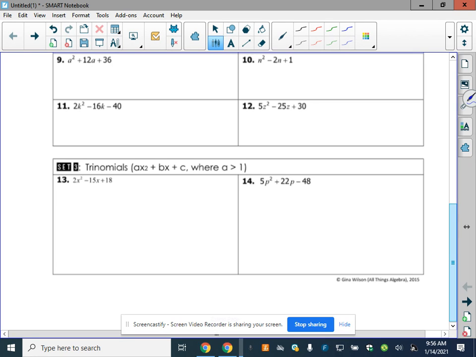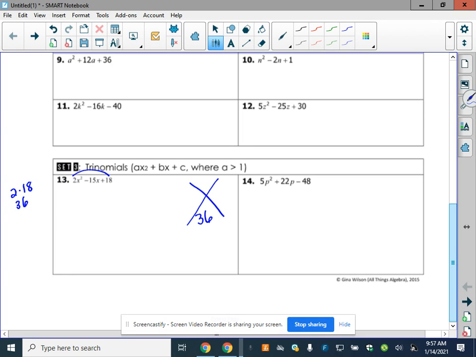which means the first term is not 1. So you notice right here on number 13, the first term is a 2. So we have a different process that we have to use. There's no common factor, so the first step on these is to take the first term, 2, and multiply it times the last term, 18. Okay, that's 36.